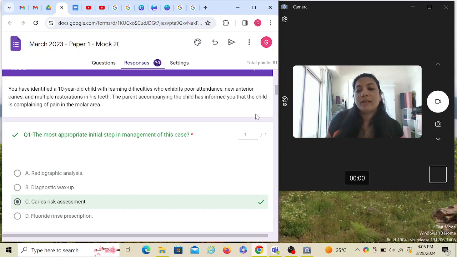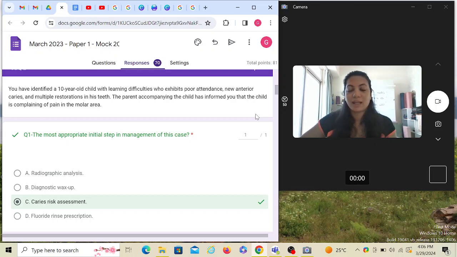Now, the most appropriate initial step in management of this case. Very important. A lot of people have marked this answer wrong because they feel there is pain in the tooth, so let's just jump on the diagnosis. The question is not asking you how you're going to diagnose or investigate. It's asking what is your step in management. What does management mean? Management means how are you going to manage this patient? Okay, as in all the things which I just said: long-term solution, easy treatments, sure shot treatments, this is management.